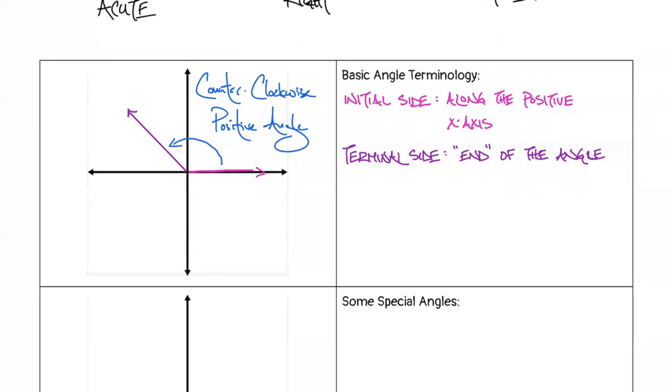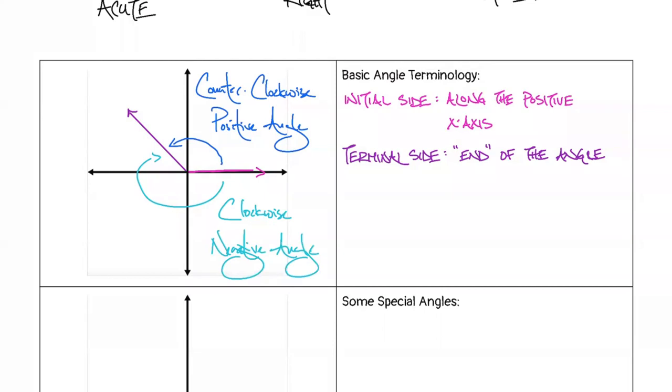On the flip side, literally on the flip side, if I count in the other direction, so now I'm counting clockwise, I'm not going to get a positive angle, but I'm going to get a negative angle. We're going to see that in a little bit, but the positive and negative part is really just about which direction you are counting in.